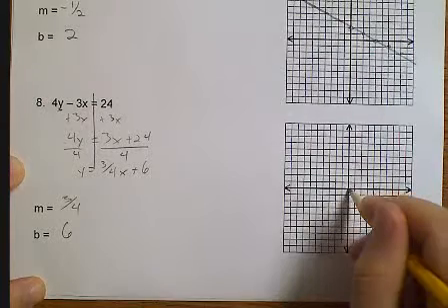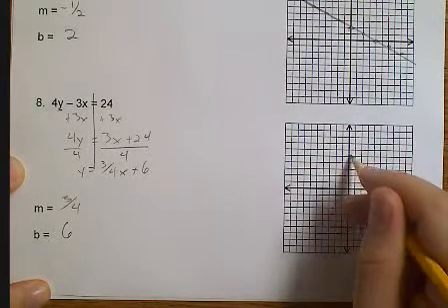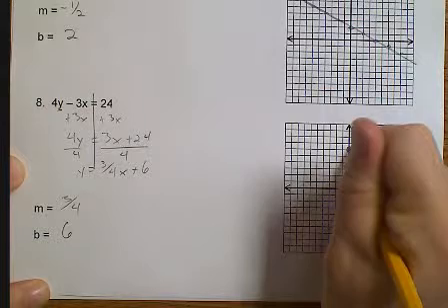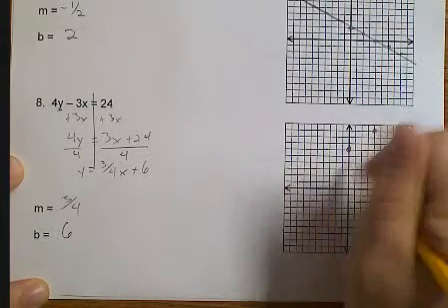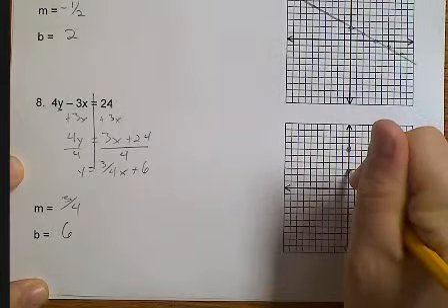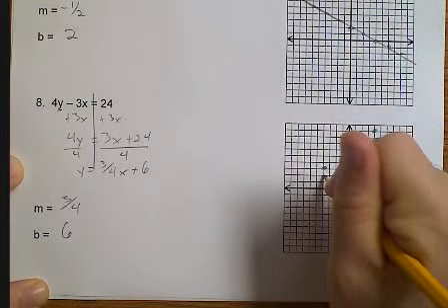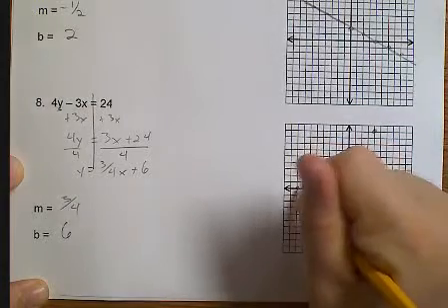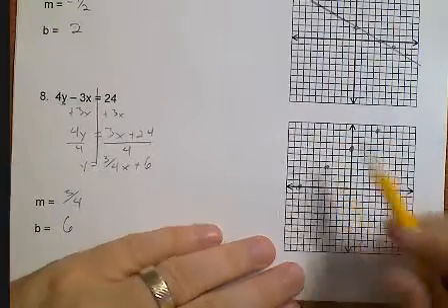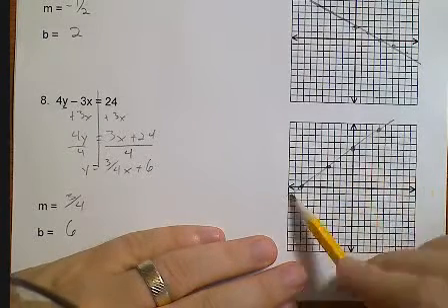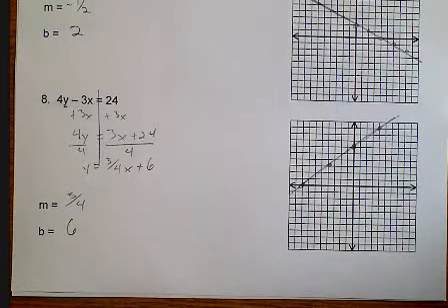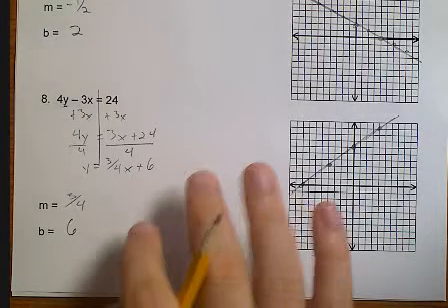Begin at b, 1, 2, 3, 4, 5, 6. Move with m, 1, 2, 3, 1, 2, 3, 4. Opposite direction. Make sure that I've got plenty of good points. Draw my straight line. So, slope-intercept form, probably the form you're most familiar with. Shouldn't be any questions there.